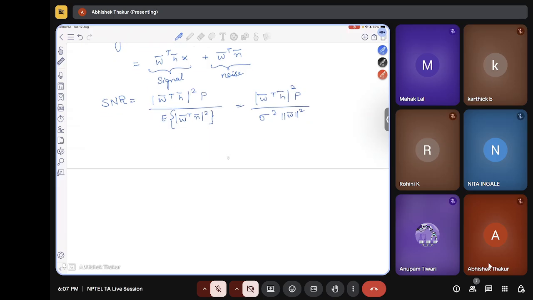Now we have to find w bar transpose into h. So this will become w1, w2, and what is our h vector? That is the channel matrix h1 and h2. So we can write this as w1 h1 plus w2 h2, and this is equal to w bar h bar.